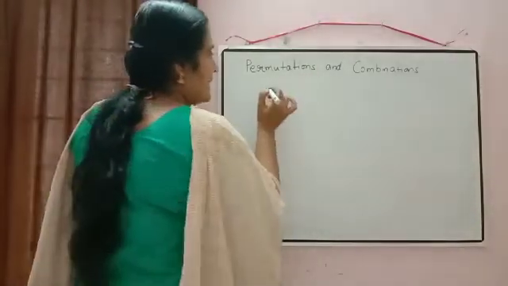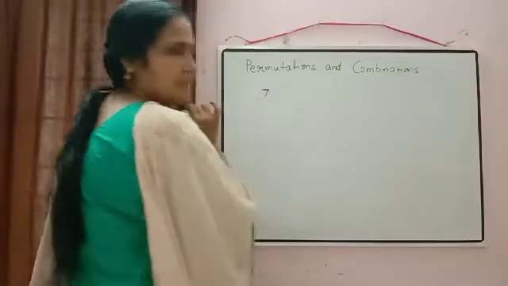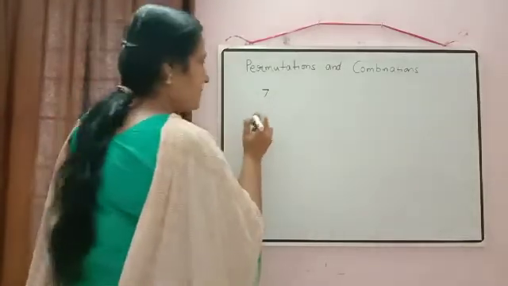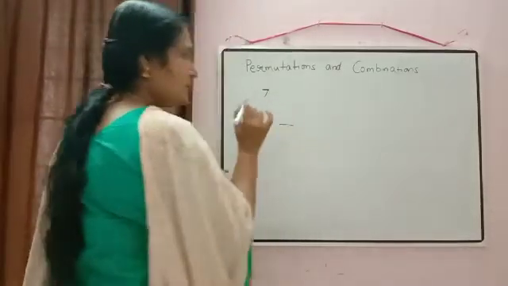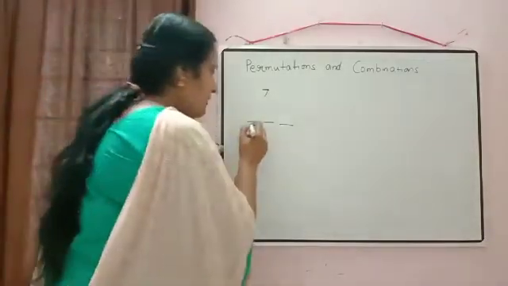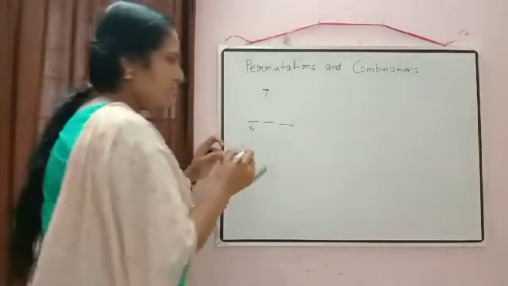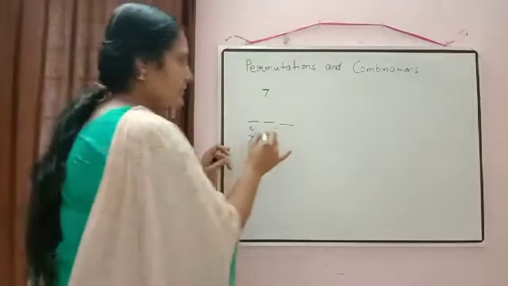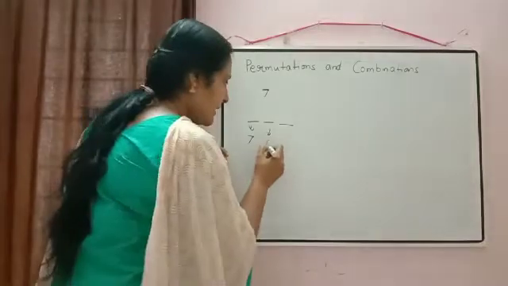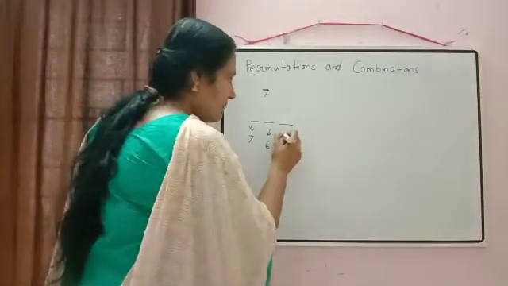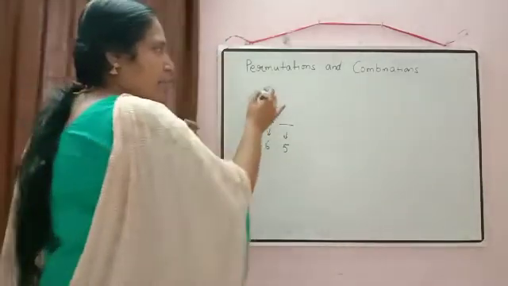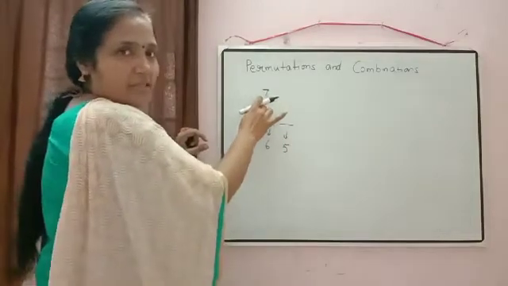Suppose you have 7 numbers and you have to make a 3-digit number from these 7 numbers. How can you fill the first place? The first place can be filled in 7 ways. The second place can be filled in 6 ways. The third place can be filled in 5 ways. Just to check, how many numbers do we have? 7 numbers.